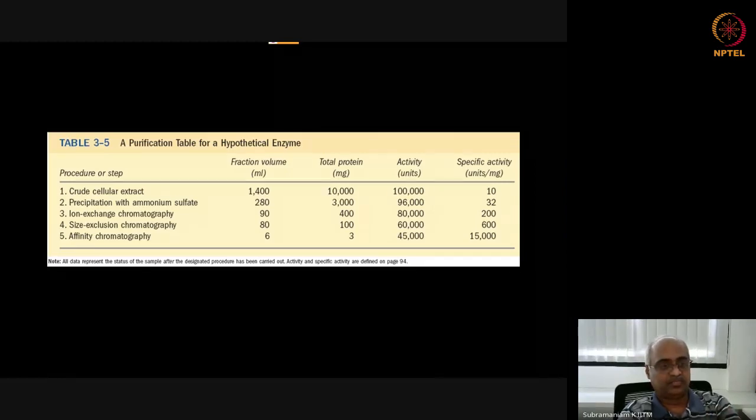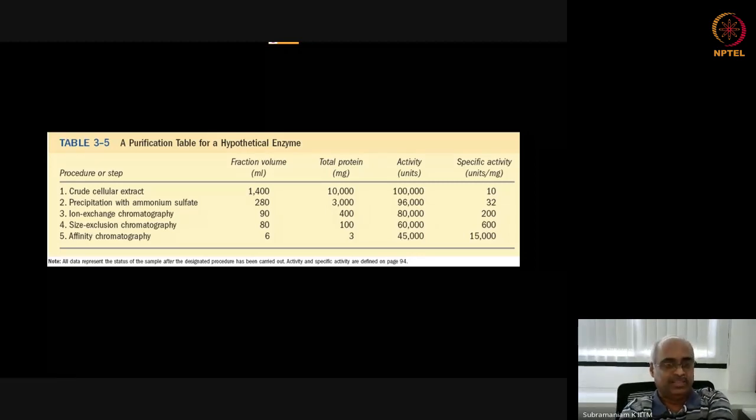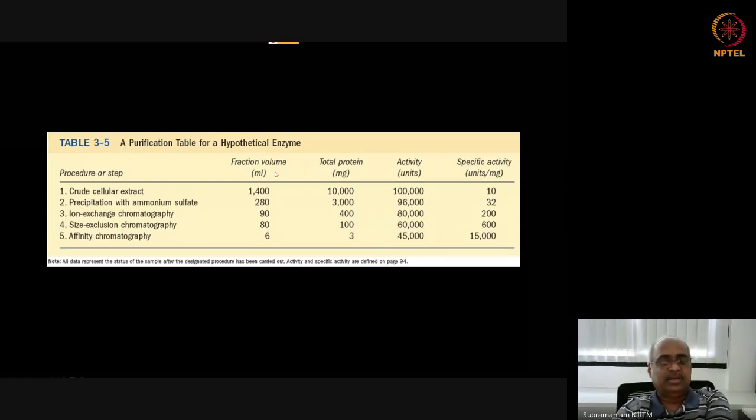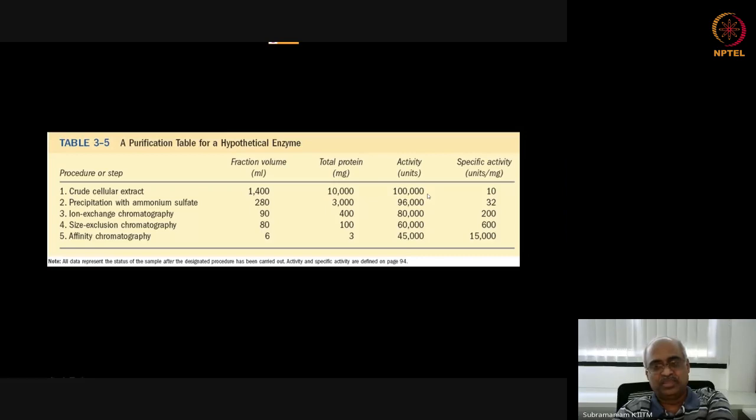Okay, so now the crude cellular extract, which is a mixture of everything that was in the cell, your enzyme is also present, but your enzyme is one of the many things that are there. So in the crude extract, let us say you are starting with 1.4 liters, and then you have about 10 grams of protein, and the entire amount of your enzyme is also part of the 10 grams, and you have, let us say, 100,000 units. When you divide by the number of milligrams of protein, then you get 10, meaning per milligram you have 10 units of your enzyme there.